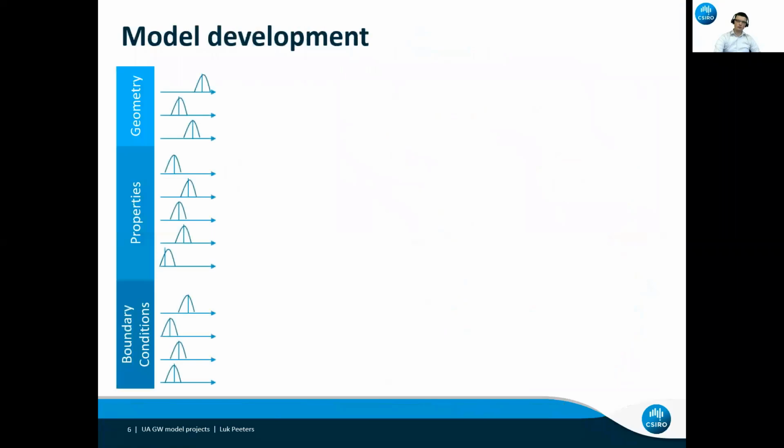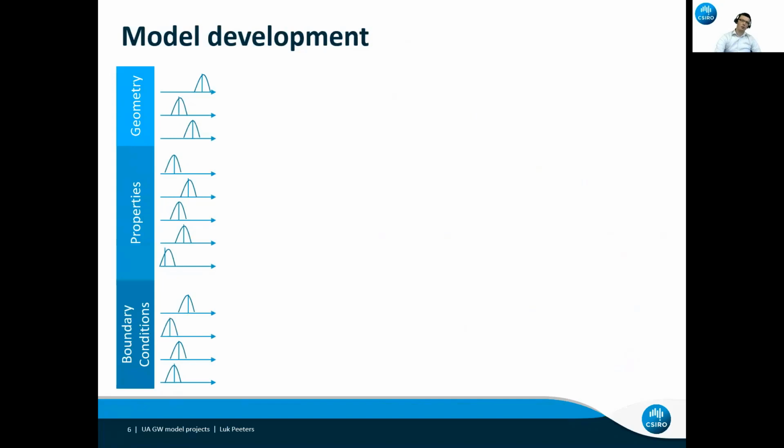Now, how does this feature into a groundwater modeling workflow? If you start developing your model, there's a heap of model choices that you need to make. You have to set your boundary conditions, geometry of your system, your properties, and for all of them you will need to put numbers on there. And that's what I call parameters. So in the way I look at a model, any number in a groundwater model that you can change can become a parameter and can be subject to an uncertainty analysis.